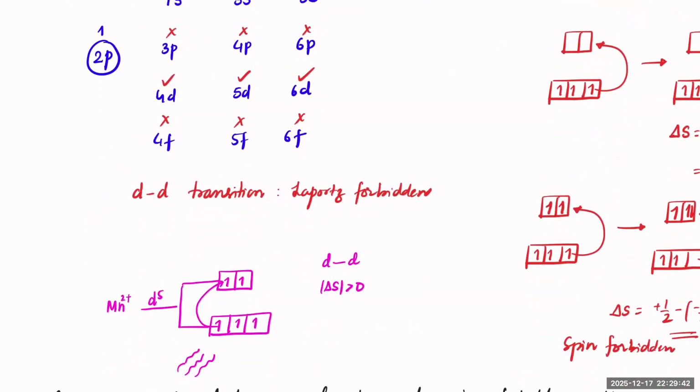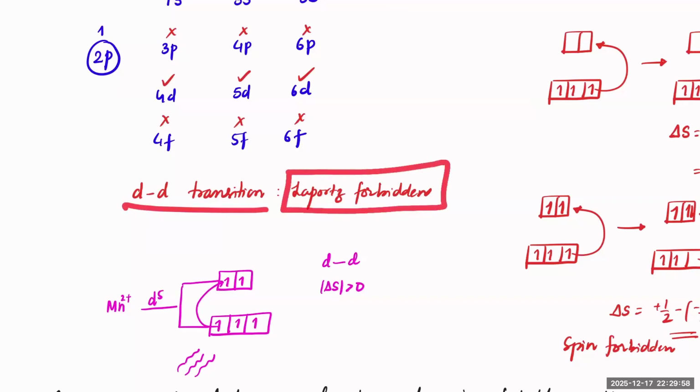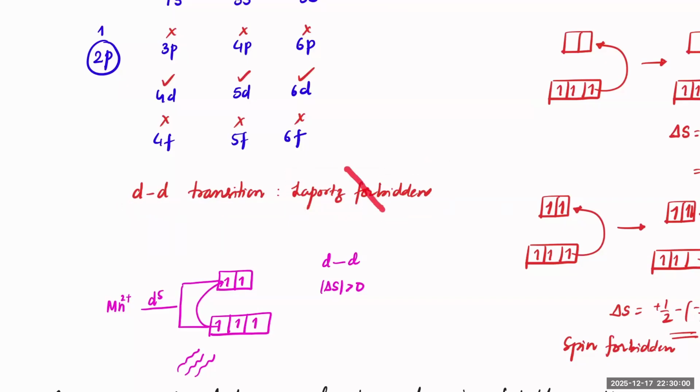Correct. Now, have you noticed whenever we are putting an electron from t2g to eg, it is between d to d only, no? That's why it is called a d-d transition. That means when a d-d transition is happening, is it following the selection rule? No. Since it is not following, we call it Laporte forbidden. The transition is Laporte forbidden.